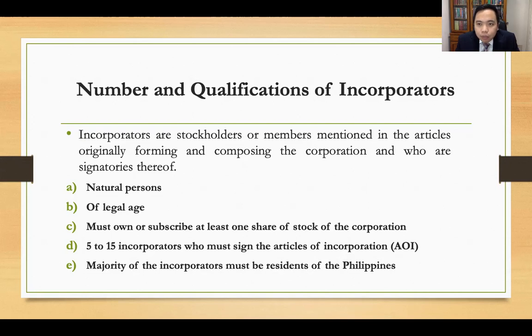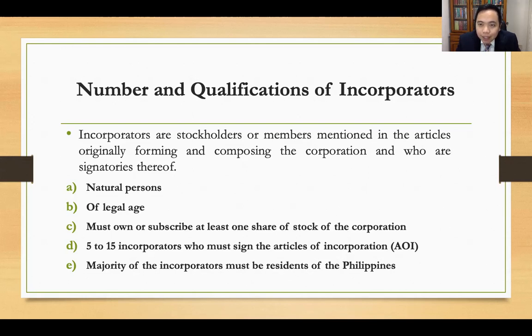Now, there are certain requirements imposed by law with respect to an incorporator. Number one, it should be a natural person. Again, under the old Corporation Code, only natural persons can be incorporators, or those originally forming the corporation. The rationale under the old law requiring incorporators to be natural persons is that if a corporation or a juridical person is allowed as an incorporator, it will add burden to the corporation being formed.